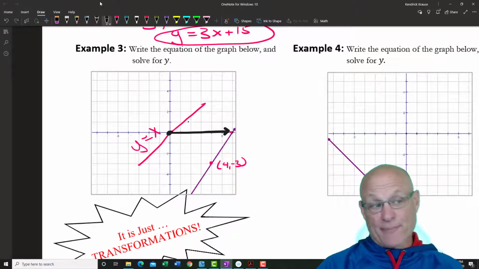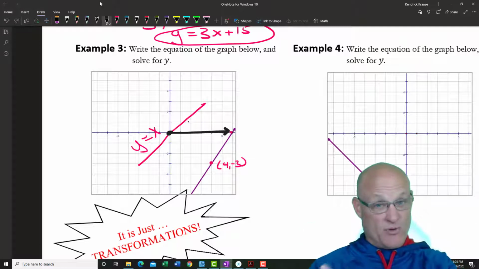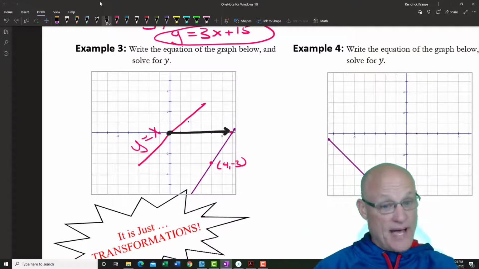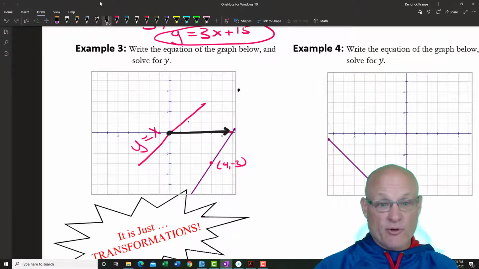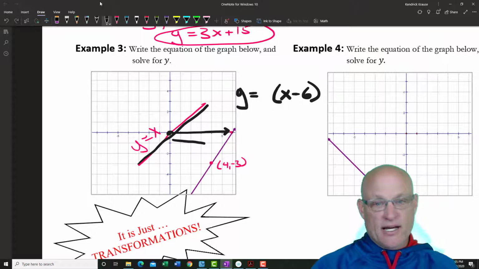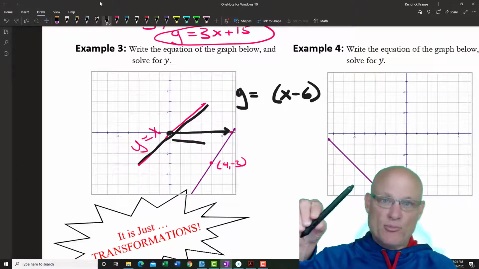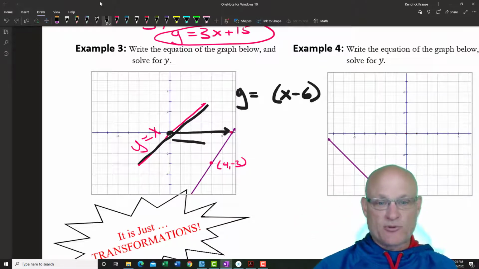So we learned before with absolute values, when I go to the right, that's really minus 6. Because anytime you go left or right, it's on the inside of the parentheses, but it's backwards. So if I was to just do this one, I would write y equals x minus 6, because we're moving to the right 6. Now, I also took this line that had a slope of 1, and I changed it. It moved over, but it got steeper, and it got steeper to a tune of 3 halves x.